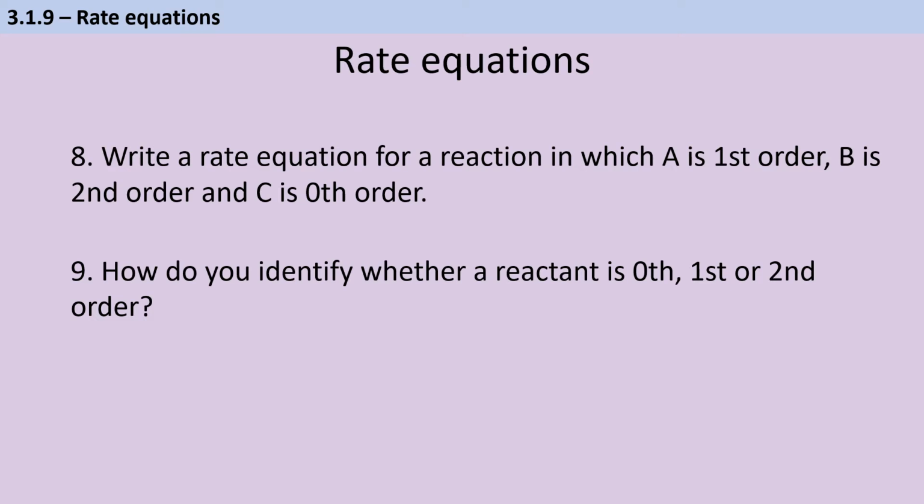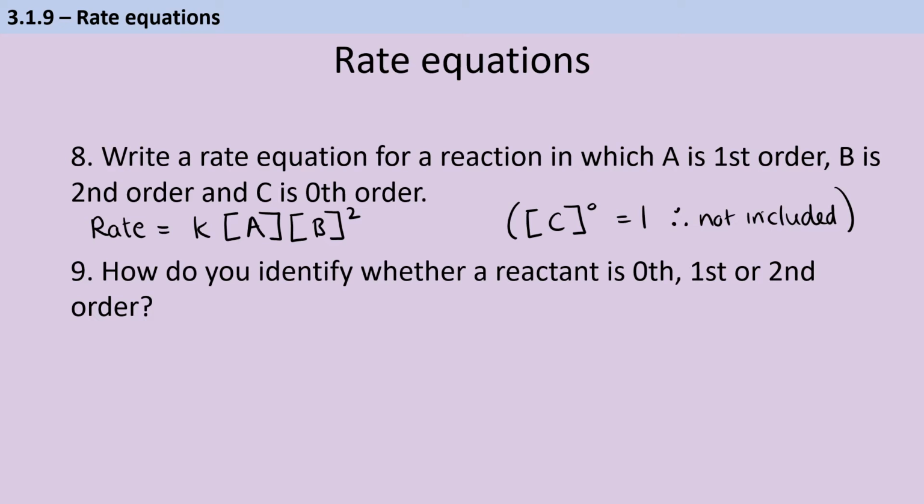Your rate equations are all going to start with rate equals k. And here, because we're 1st order with respect to A, it's rate equals k and then [A] in square brackets with no power. And then we're 2nd order with respect to B, so therefore the [B] is squared, and C is not included in the rate equation because C would be raised to the power of 0 and anything to the power of 0 is 1, so there's no point in writing it in there.